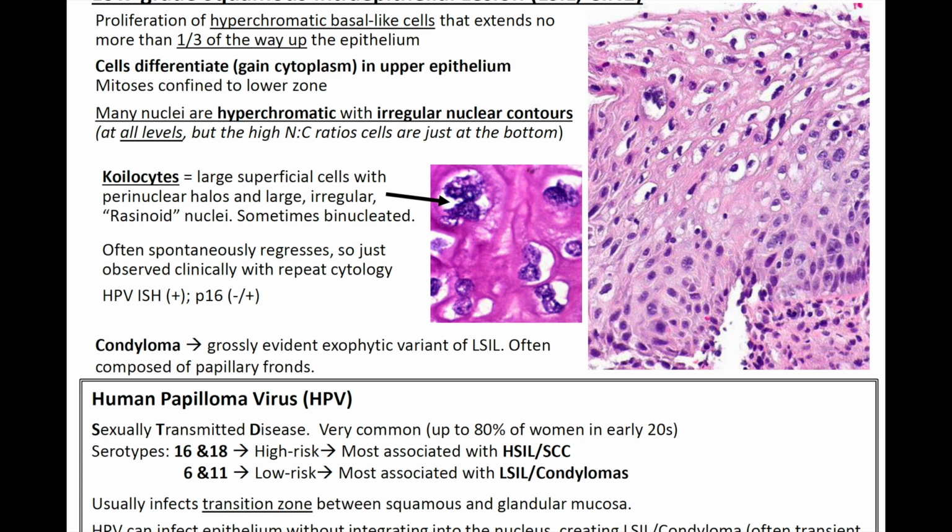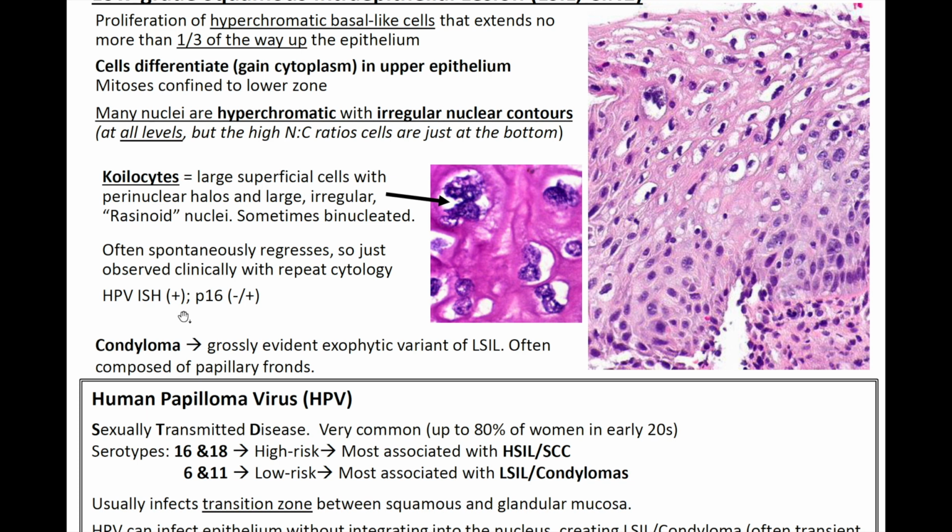Many nuclei are hyperchromatic with irregular nuclear contours at all levels, but the high nuclear to cytoplasmic ratio cells are just at the bottom. And koilocytes, as shown here in this image on the left, are large superficial cells with perinuclear halos and large irregular raisinoid nuclei. Sometimes they're binucleated or even multinucleated on cytology. LSIL often spontaneously regresses, so it's just observed clinically with repeat cytology. This will be HPV positive and P16 plus or minus, so it may or may not stain.